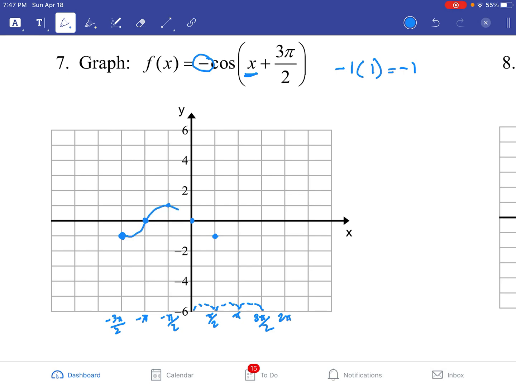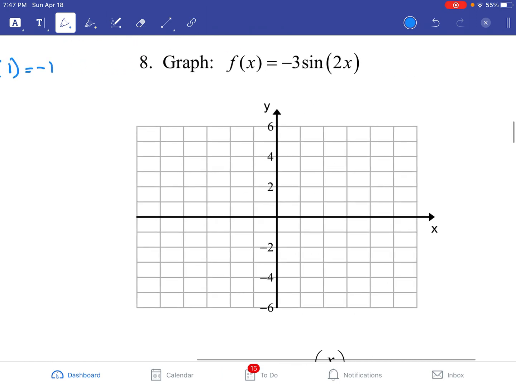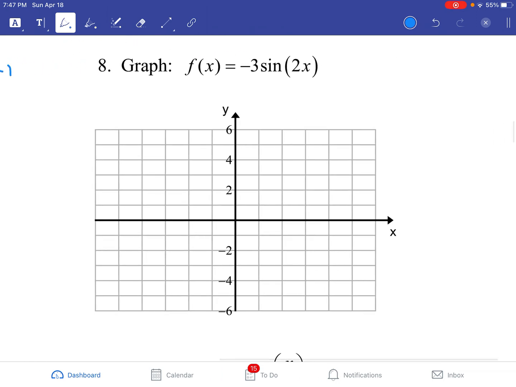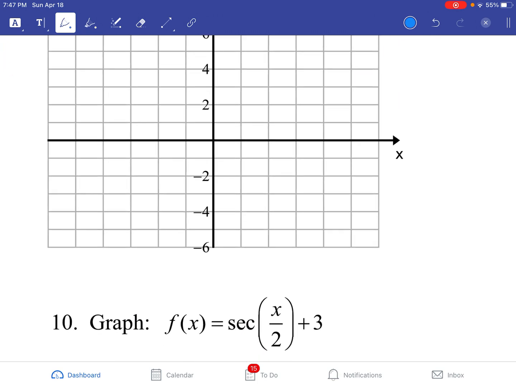Now, since we are graphing cosine, we're going back to solid lines. It looks a little bit like that. Number 8. Period and intervals. The x is being multiplied by 2. So we have 2x equals 2 pi. Divide both sides by 2 to get x by itself, and x equals pi.